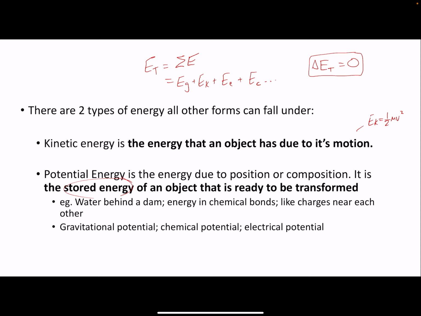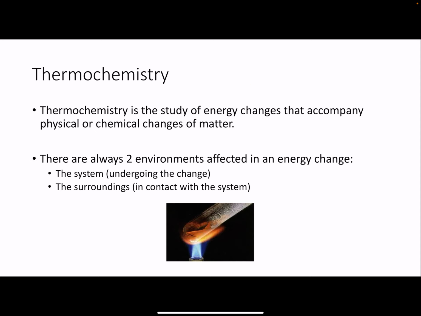Okay, so a big facet of chemistry is the energy changes of the reactions we study. So thermochemistry is specifically the study of chemical and physical changes and their energy changes that are associated with it. When we study these two things, we have to understand two factors, the system and the surroundings. So the system is what undergoes the change. Usually that's the chemical reaction.